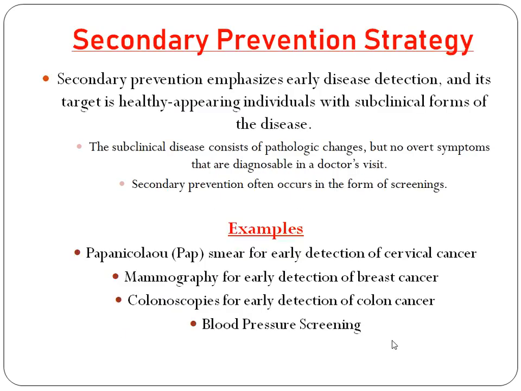So now let's go to secondary prevention strategy. This is a little bit different from the rest. In secondary prevention strategy, the emphasis is on early disease detection, and the targets are early-appearing individuals with a subclinical form of the disease.